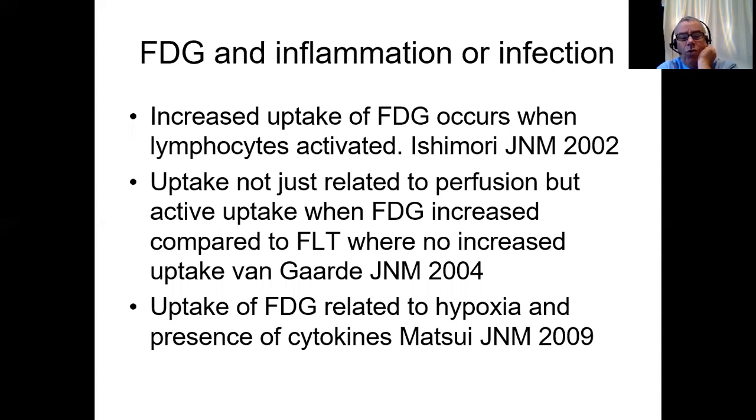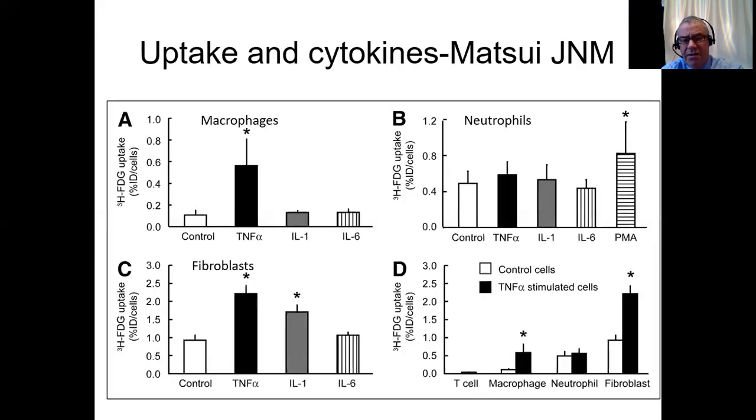So why does it work? Well, there's some interesting work from about 20 years ago, which was looking at the fact that in infection, the mechanism of uptake seems to be a little different than in cancer. And it's not just related to the fact that you have increased perfusion, but there seems to be an active uptake of FDG. So various people have tried to compare, for example, FDG with other tracers in infection and found that where you have a site of infection, you do get active uptake of the FDG. And it may be related to both hypoxia and the presence of various cytokines.